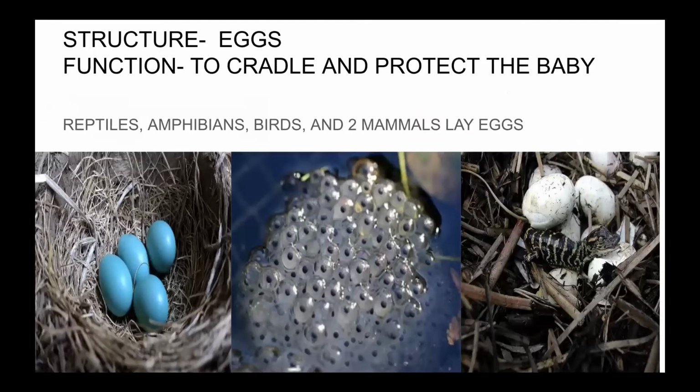And another structure is the egg. The function is to cradle and protect the baby. Lauren laid an egg this morning. Here it is. And reptiles lay eggs. Some reptiles have live birth. Rattlesnakes have live birth, and the western ribbon snake has live birth. Amphibians, those are the eggs in the middle, they have a double life, part in water and part on land, but they lay eggs. Birds lay eggs, and two mammals actually lay eggs, the echidna and the duck-billed platypus.